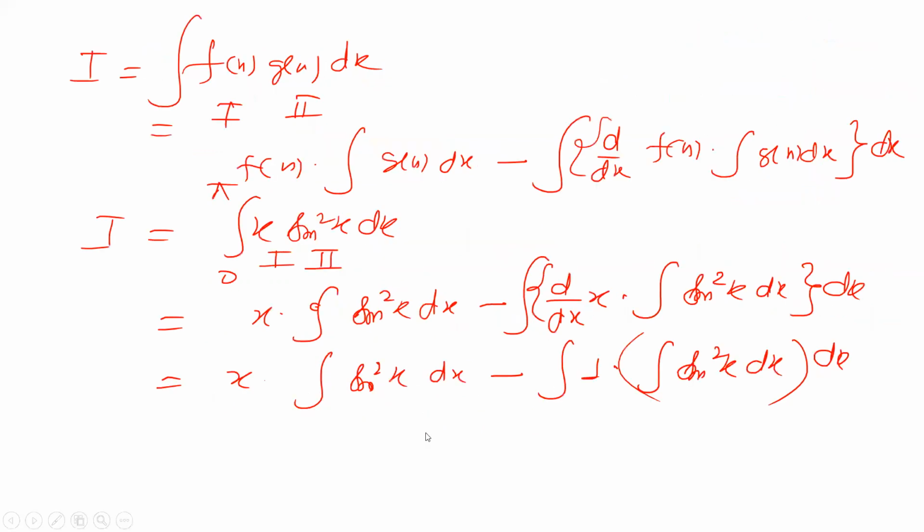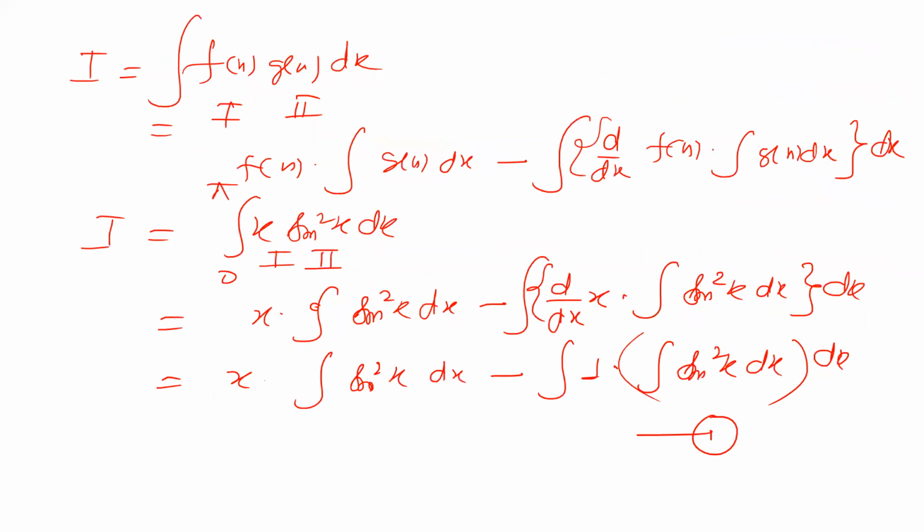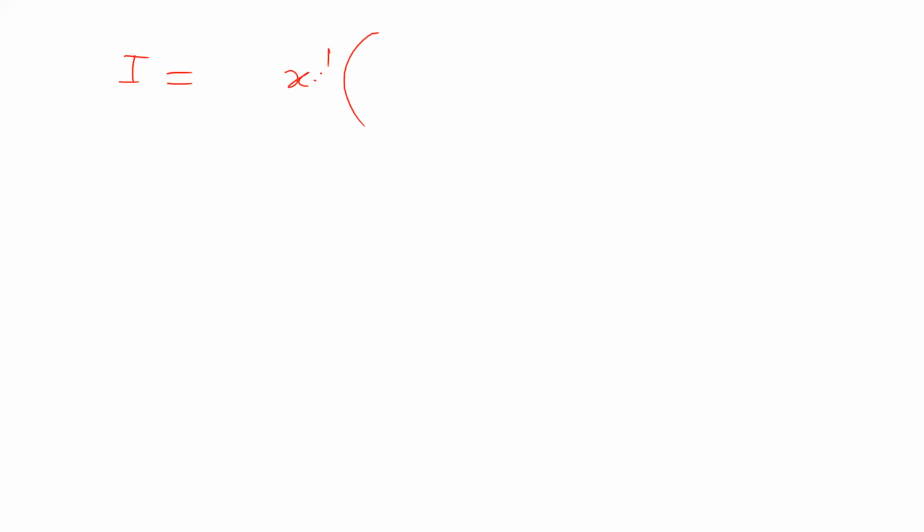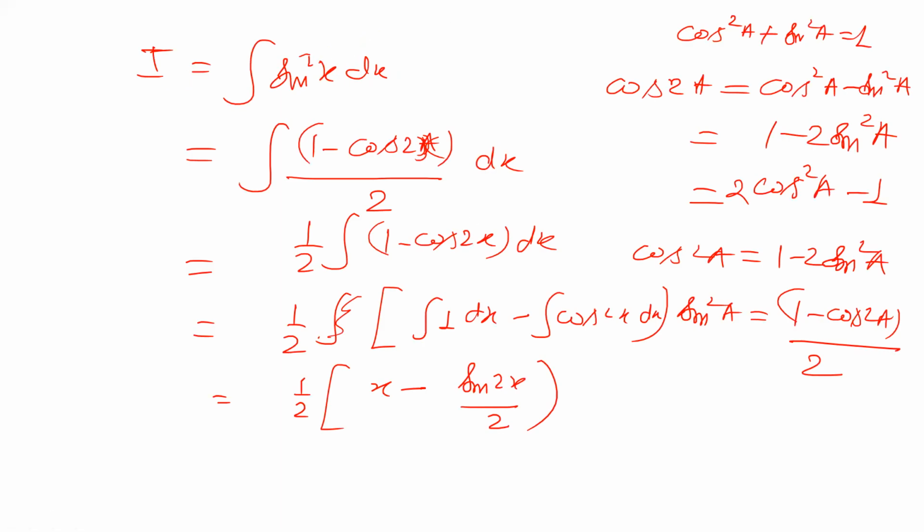So what is my main integration? I is equal to, we assume this is equation 1. Later we will apply the limits, the lower and upper limits. Here x into this value, which is 1 by 2 x minus sin 2x by 2.